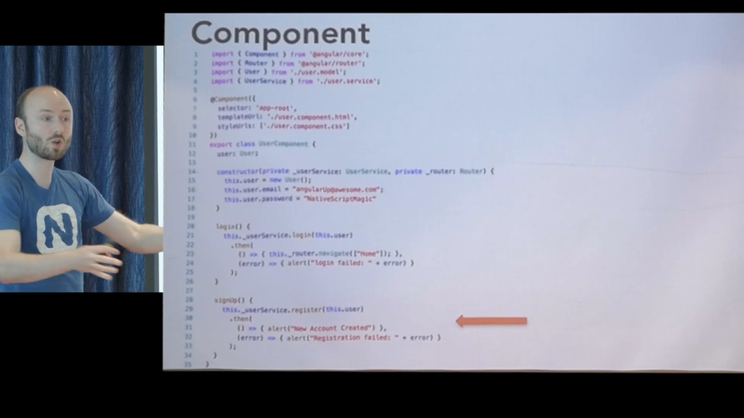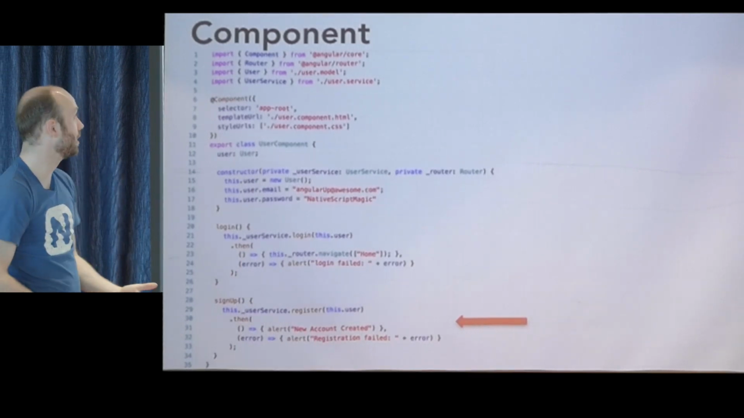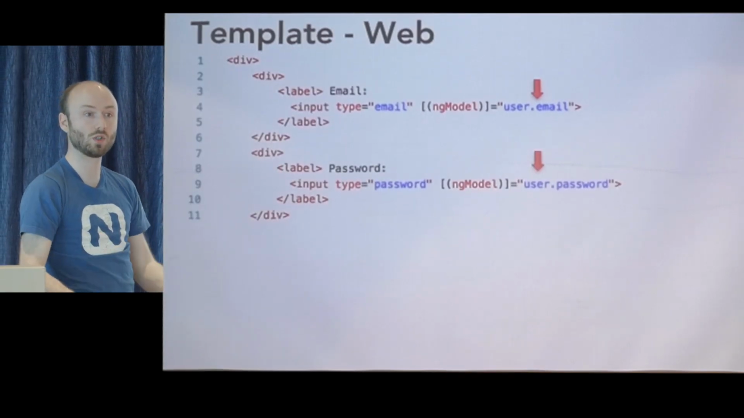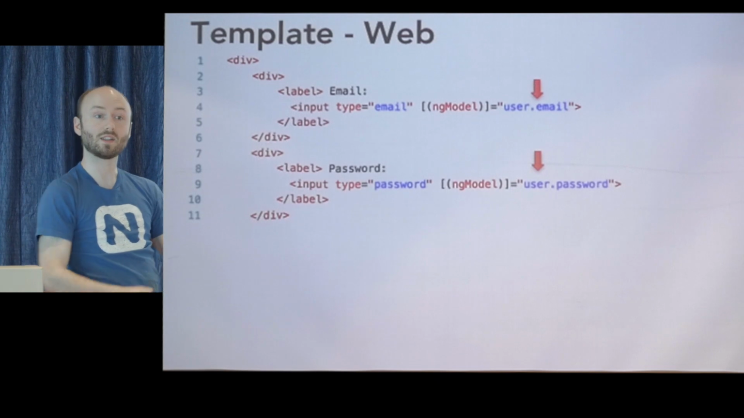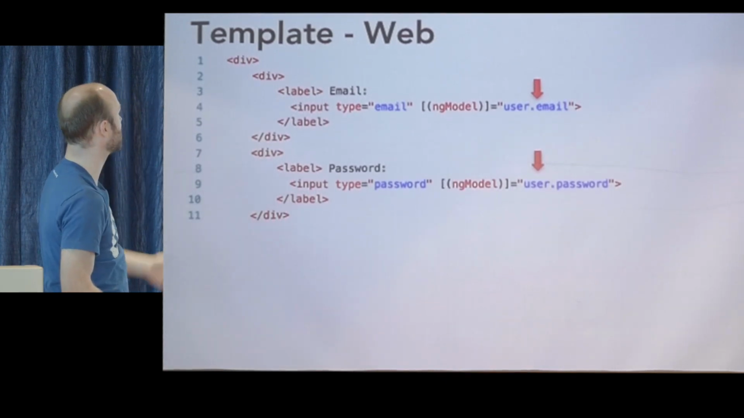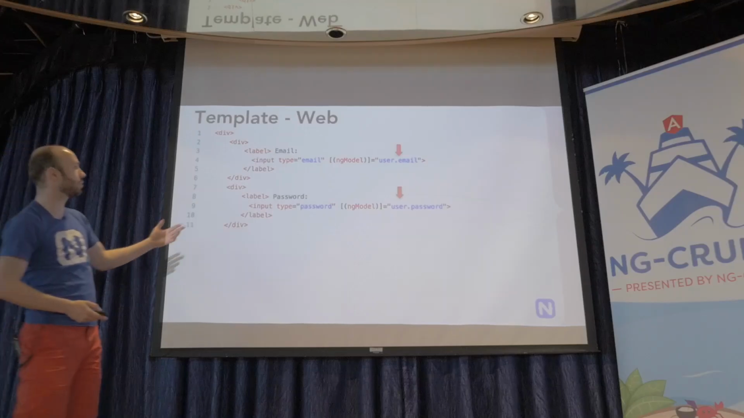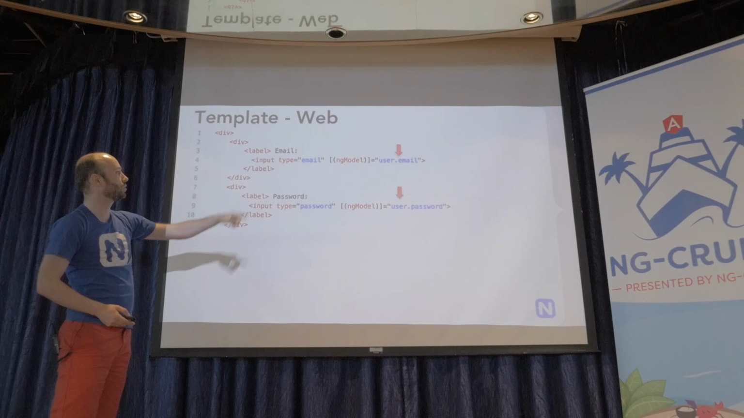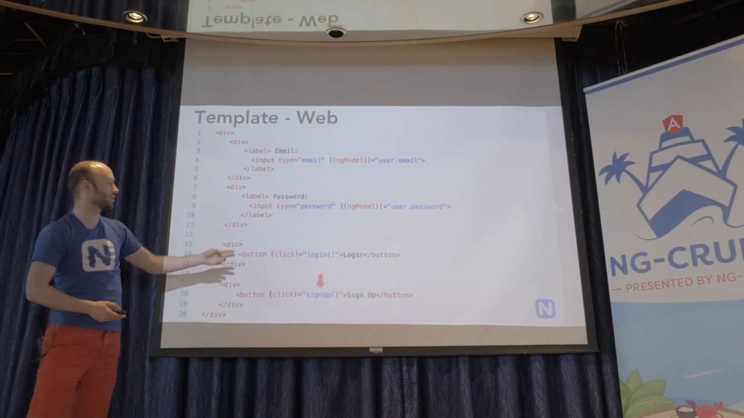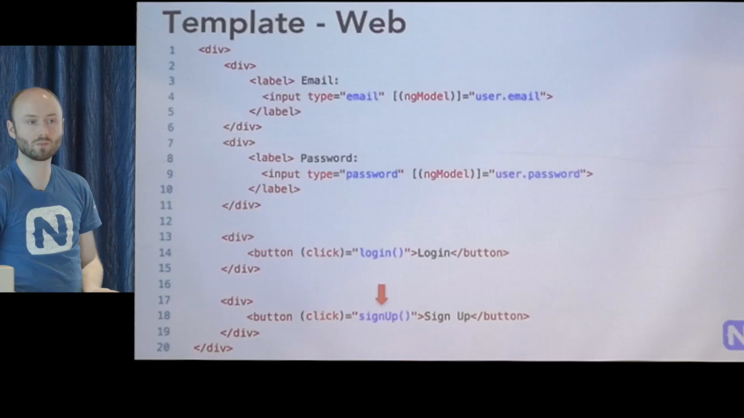Okay? And so far, none of it is specific to web or mobile or desktop or anything, right? It's only when we start creating the template, when we define what goes into the UI, that we actually say, okay, this is going to be something for the web. So in this case, this is my HTML to create the user login. So we bind to the user email, we bind to user password, and then we have two buttons, one that is attached to the login function, another to sign up, right?